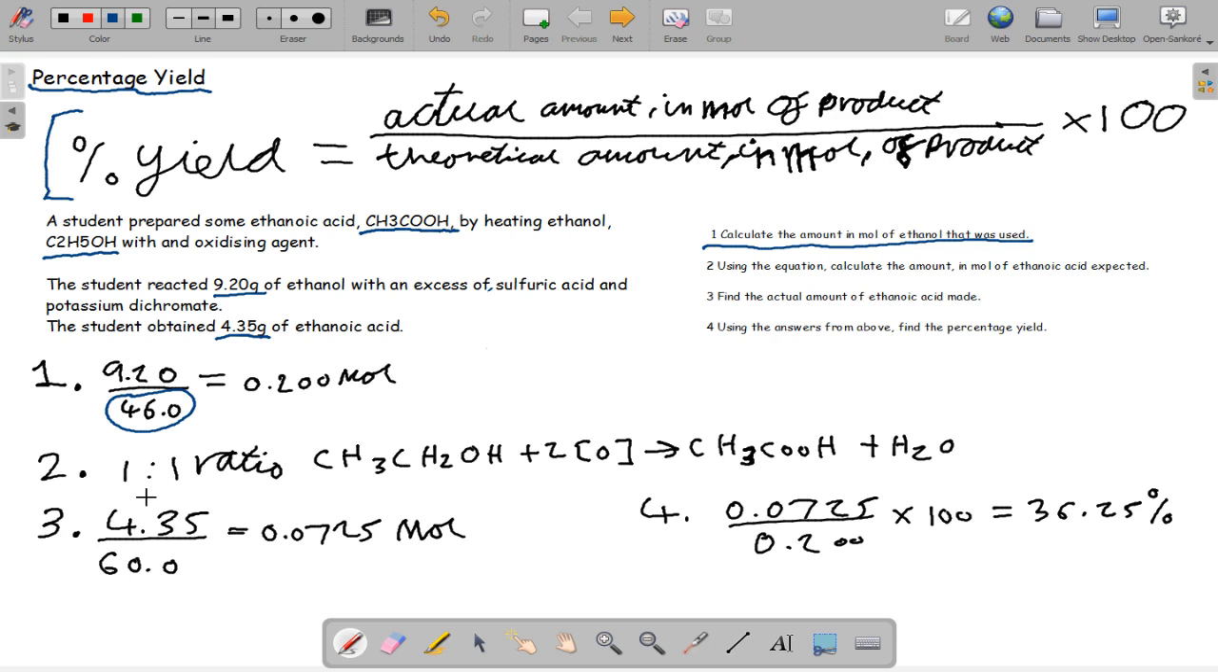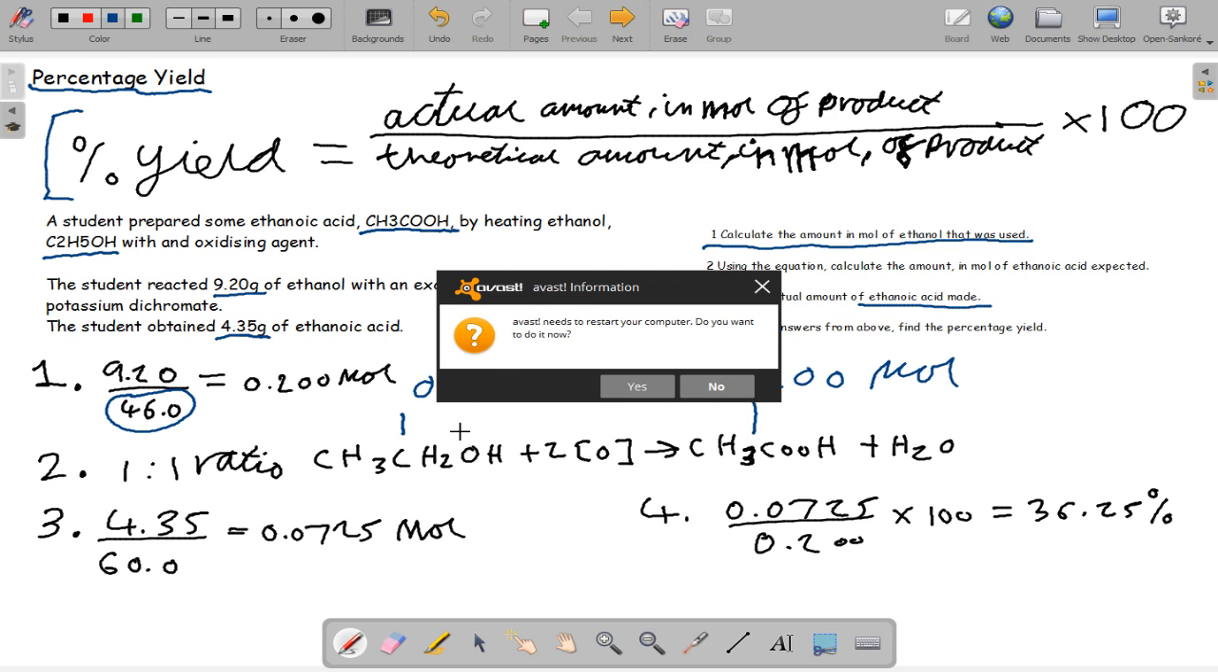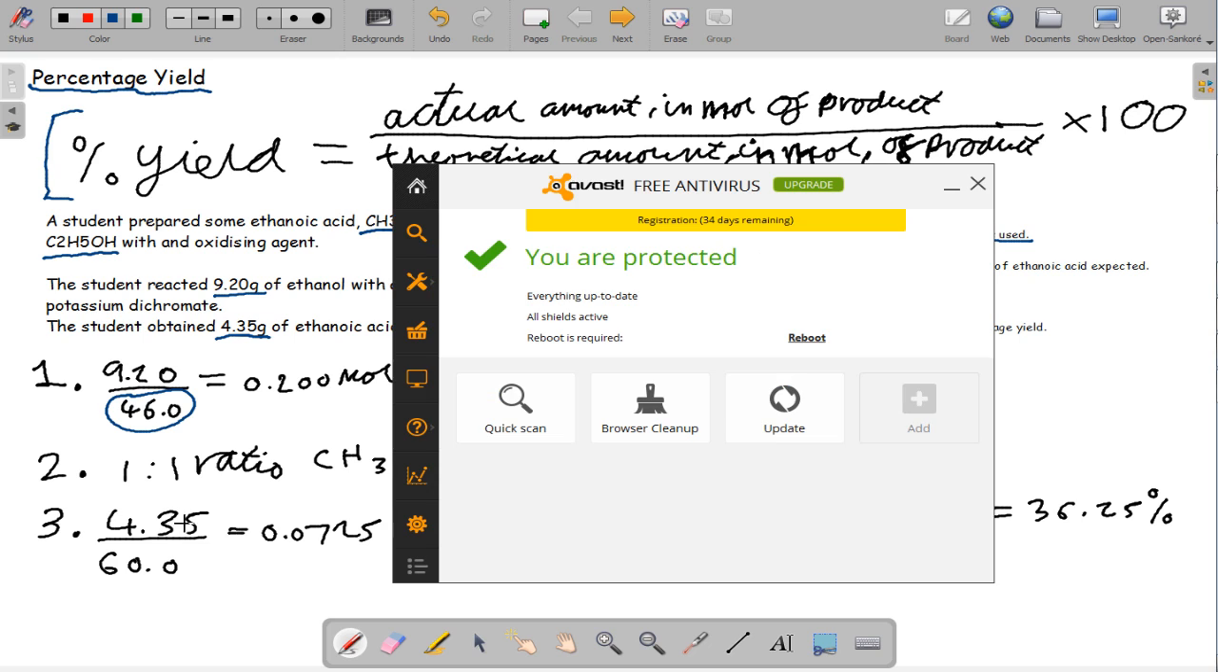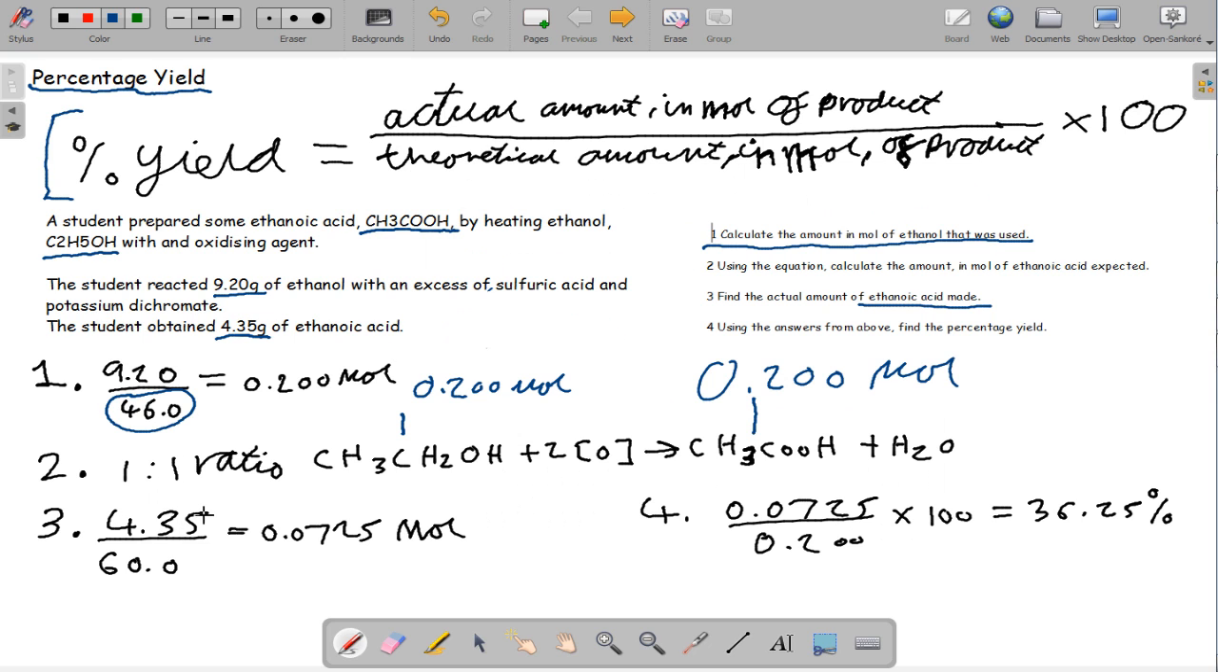And then we have a 1-to-1 ratio in this balanced equation, a 1-to-1 ratio between the reactant and the product. I'm forgetting the oxidizing agent for the moment. So the 1-to-1 ratio would be exactly the same: 0.2 moles on this side and 0.2 moles on this side. So when we look at step 3, finding the actual amount of the ethanoic acid made, then we would use 4.35 over 60 to get 0.0725 moles.